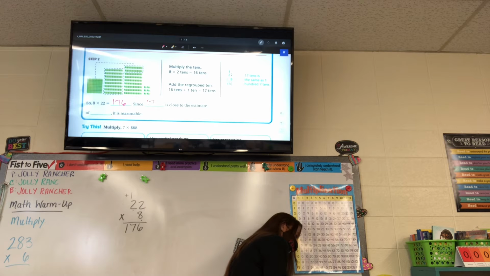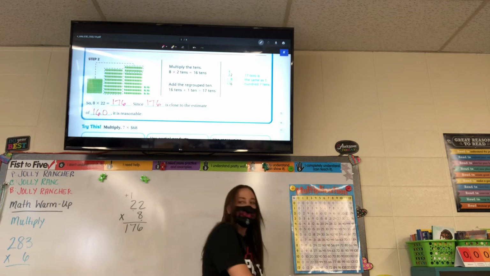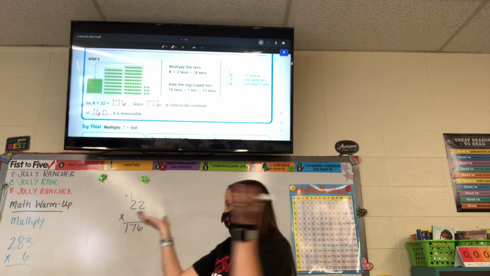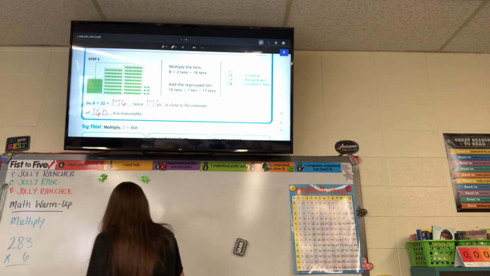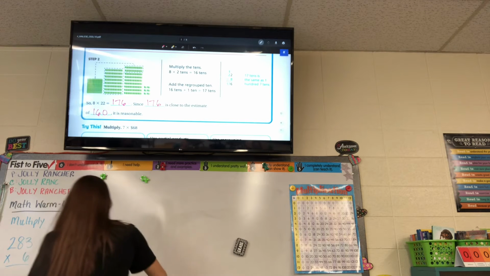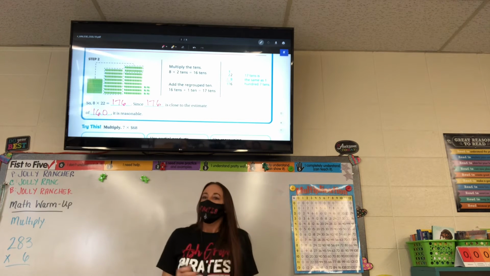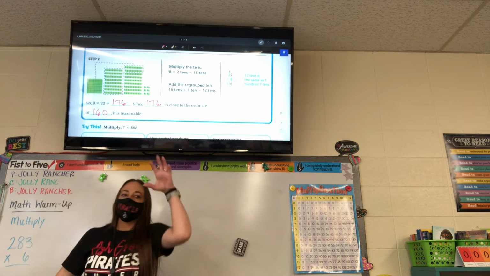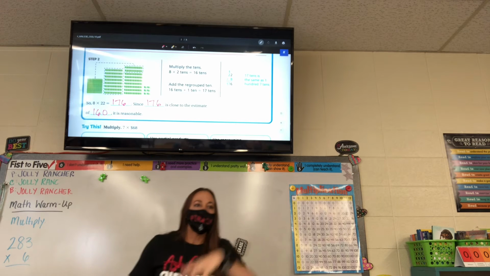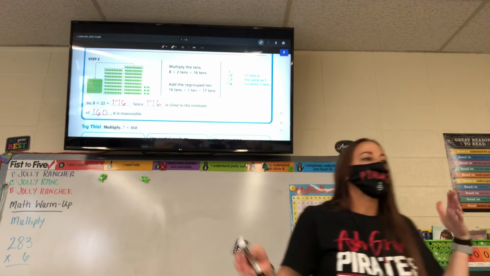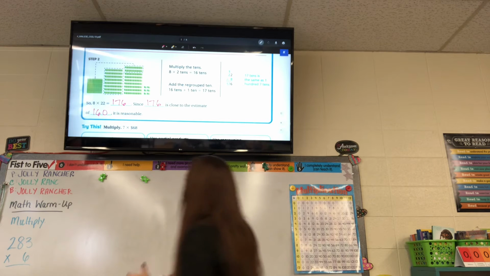Since 176 is close to the estimate of 160, it is reasonable. Okay. Reasonable. On this next one, we're going to estimate, then we're going to do it the partial products way, then we're going to do it the regrouping way so we can see kind of the difference.